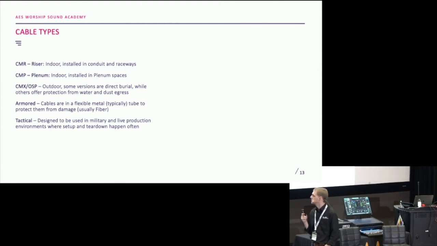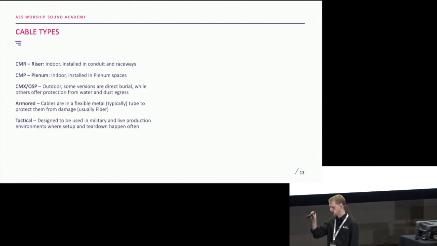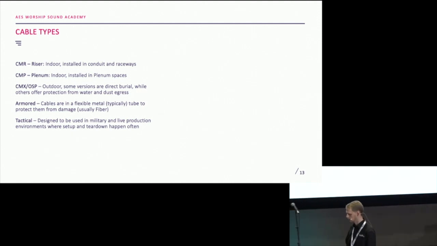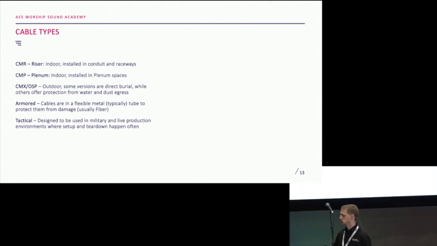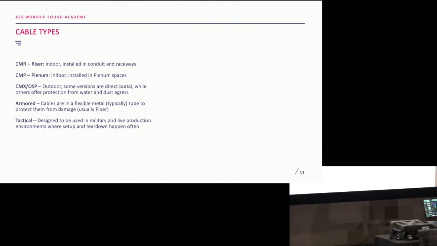The next step up is the CMP, the plenum version. It's designed for plenum spaces, so if you're running in overhead spaces with no conduit, if you're running under raised stages, anywhere where there could be air returns, intentional or otherwise, you need to run plenum rated cable. And this all goes back to a hotel that caught on fire in the 90s. They had all CMR cable.